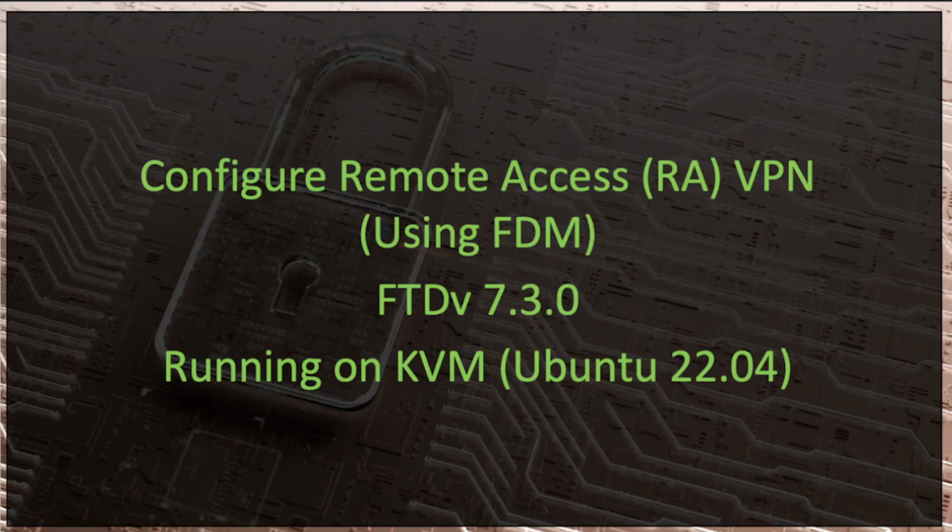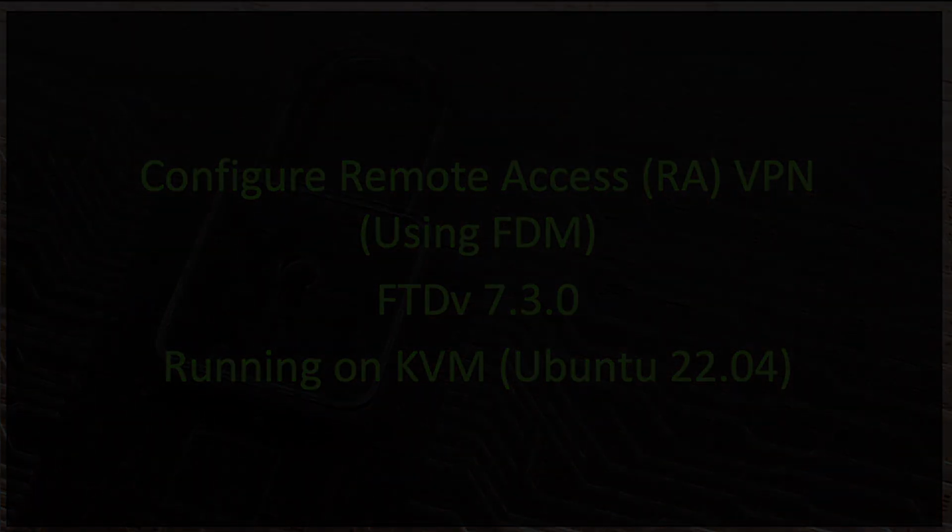In today's tutorial, I'll show you how to configure the Remote Access VPN using Cisco Firewall Device Manager (FDM) to configure the FTDv 7.3.0 that's running on KVM in Ubuntu 22.04. Now let's take a quick look at the setup.